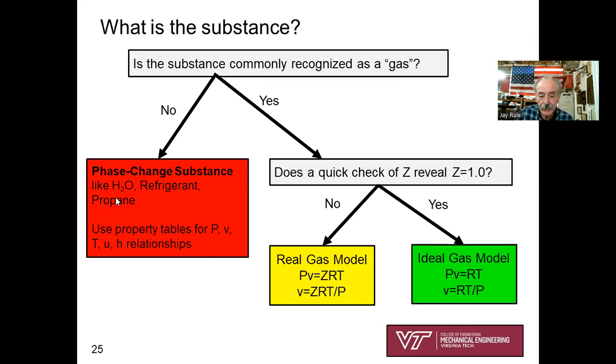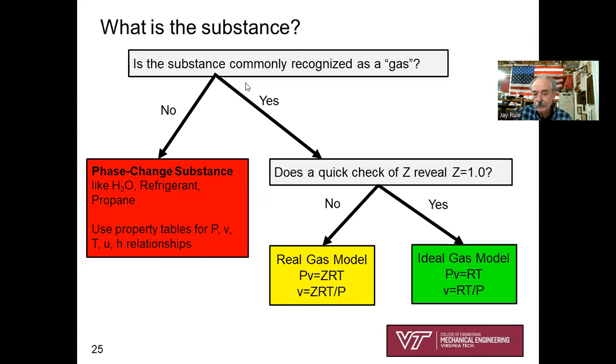If not, so for example, if you've got H2O in this class, it's not commonly recognized as a gas. If you have refrigerant, not commonly recognized as a gas. Propane, clearly not commonly recognized as a gas because we engineers are working usually with those substances in different phases. Okay, in that case, you're going to use property tables for pressure, specific volume, temperature, internal energy, and enthalpy relationships. You're going to use tables.